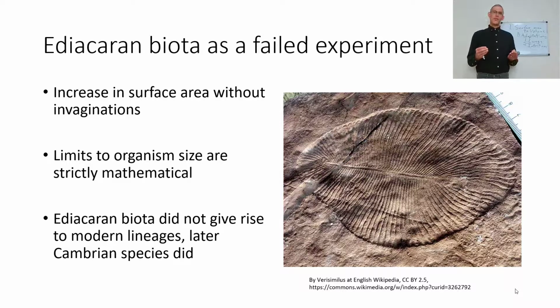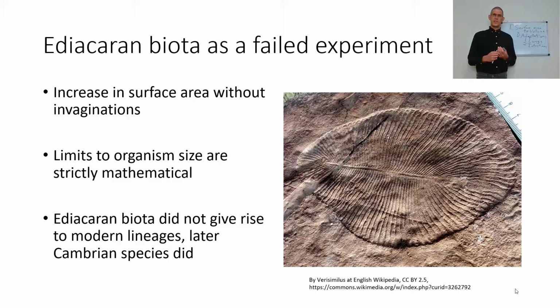It was an increase in surface area without these little invaginations like the lungs or the mesophyll tissue, and without little microvilli. So the surface area just increased by making the organism bigger and flatter. The limits to an organism's size would be strictly mathematical without any of these adaptations and workarounds that our current life has. And the idea Karen Biota did not give rise to any modern lineages.